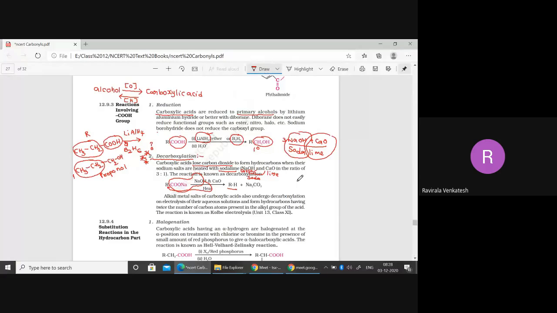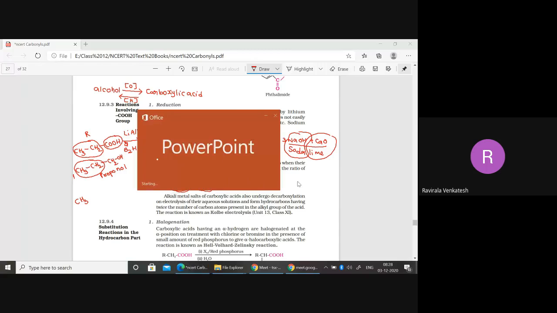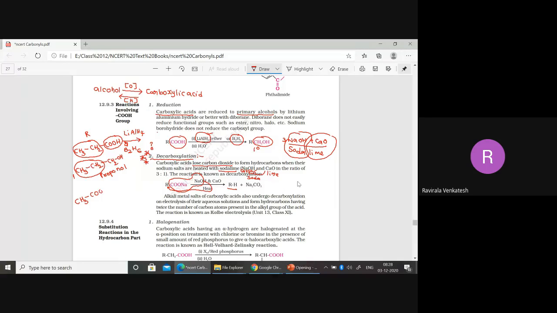Before that, let me see what happened. If I take CH3COONa, this is not involving beta. It is useful for making sodium hydroxide dry; it will absorb some moisture, calcium oxide. So what I'm taking here is NaOH plus calcium oxide, soda lime.